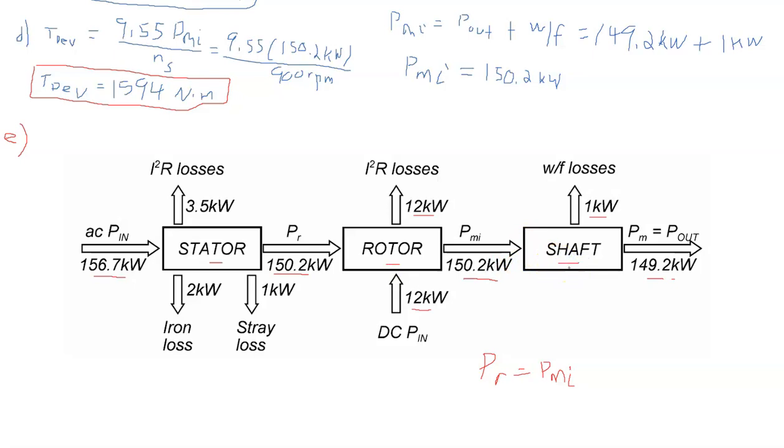All these diagrams are very similar. There's a couple of differences between this and the induction motor, because in the induction motor, of course, the rotor I squared R loss is PJR, and that's an AC loss in there too, no DC P in. And of course, there's no stray loss in the induction motor.